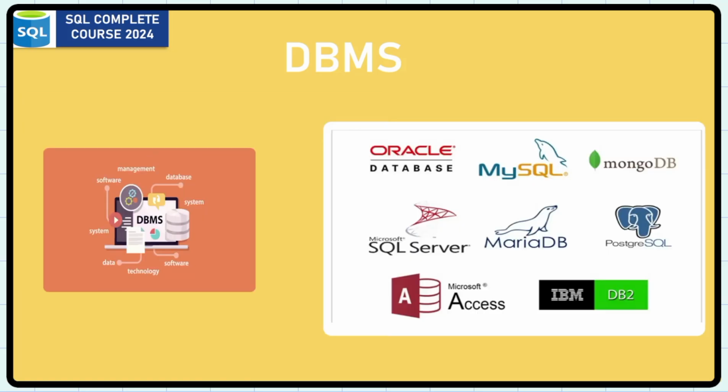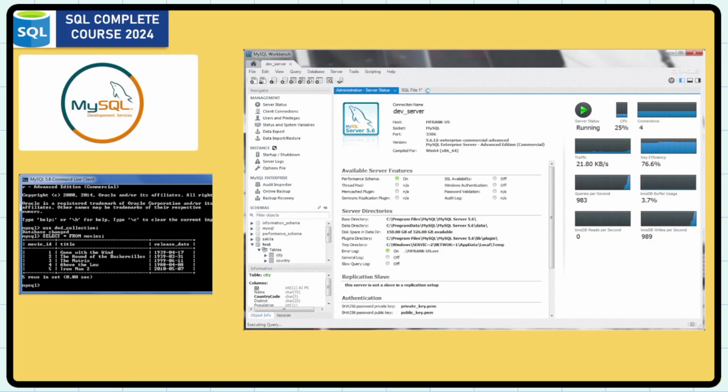So let's take an example of databases, right? Oracle has its own database, MySQL has its own database, right? MongoDB has its database called MongoDB, and Microsoft has SQL Server, and there are also MariaDB and PostgreSQL. These are lots of types of DBMS software. So in this video I will cover MySQL with its GUI interface and CLI interface, right?